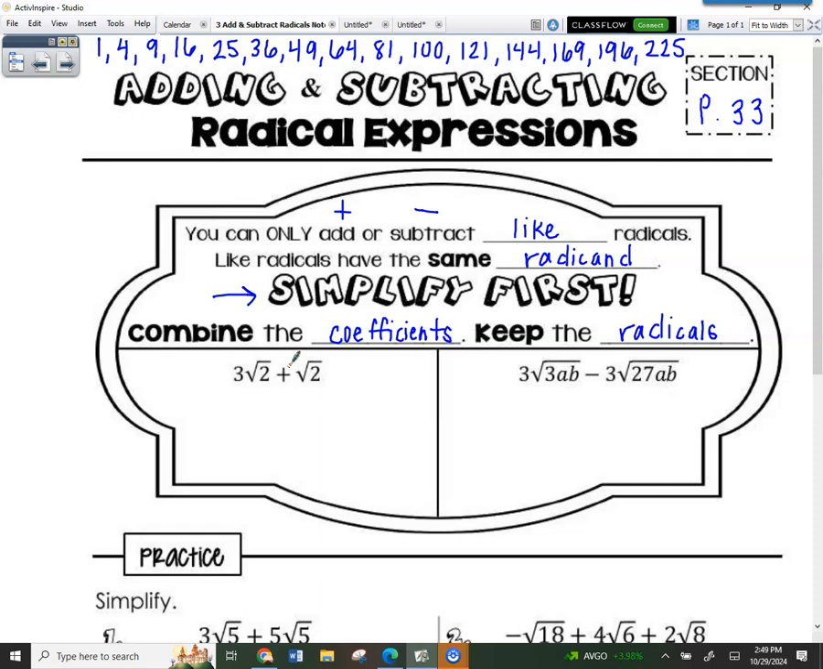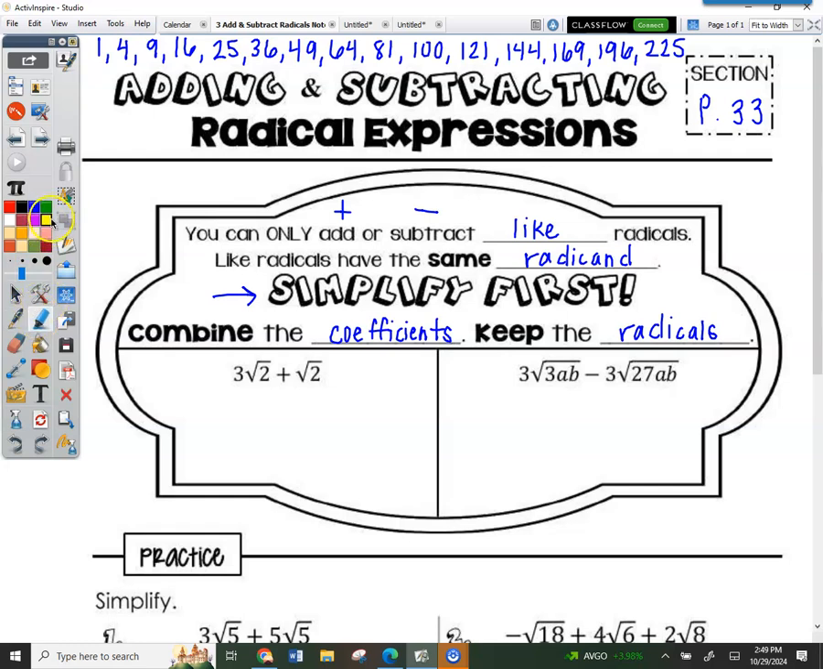Let's start out easy. 3 square root 2 plus 2 square root 2. Question, can I break down square root 2? No, thank you. 2 is prime. Prime means it's only divisible by 1 and itself. So if I list the numbers that divide into 2, I only get 1 and 2. That means it's prime. 7 is prime, 3 is prime, 5 is prime, 11. Anytime the radicand is a prime number, you can't break it down. It's going to stay put.